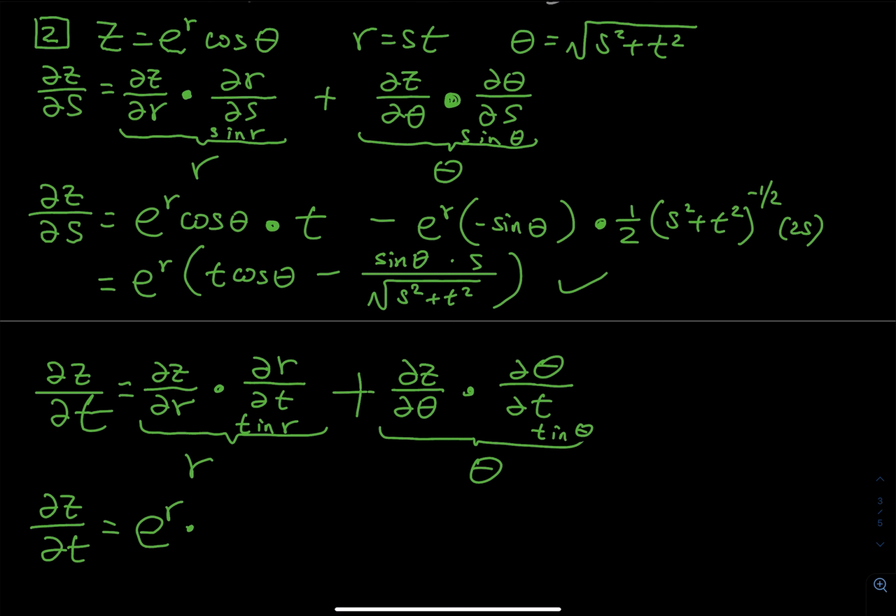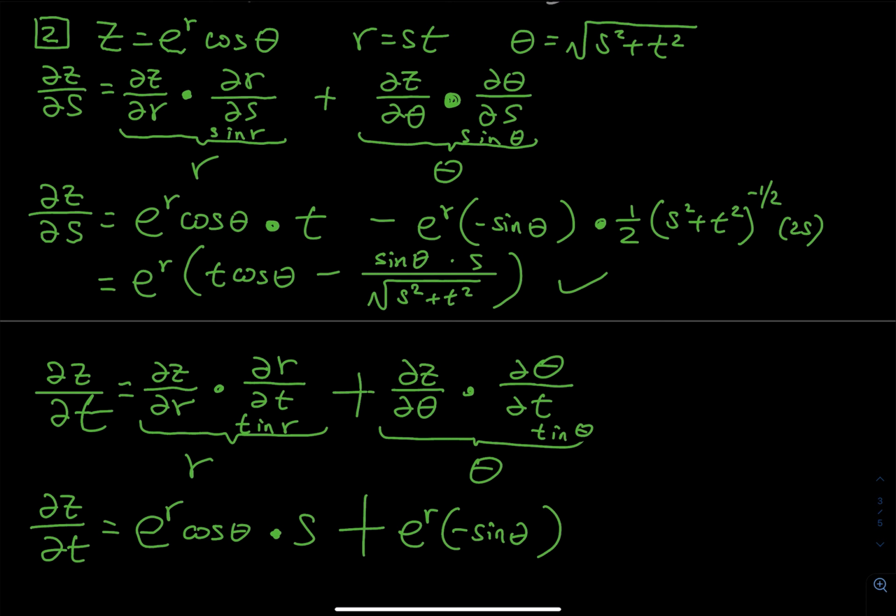But I forgot to write the cosine. So that will be a cosine of theta. In this case, cosine of theta is a constant, so that stays with the e to the r. And then the derivative of st with respect to t is just the s left. It's s times 1 plus. And then partial z with respect to theta, so cosine of theta is negative sine of theta, so e to the r, negative sine of theta. And then partial theta with respect to t, which is right here.